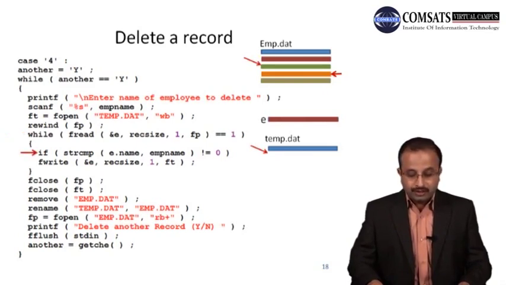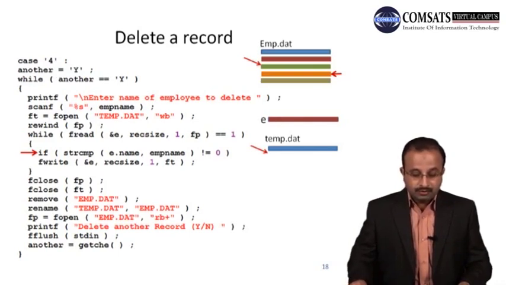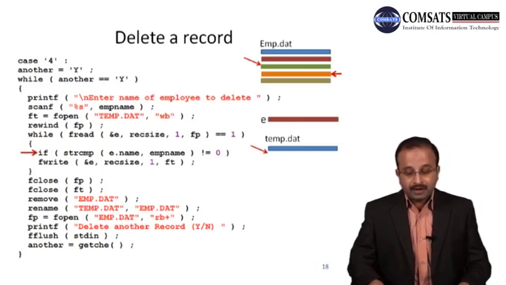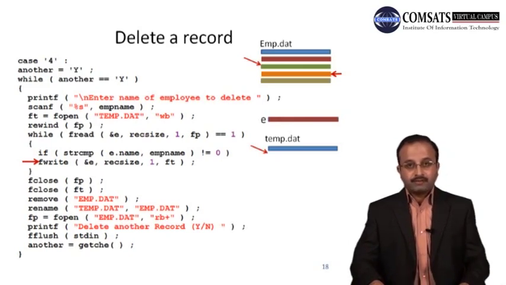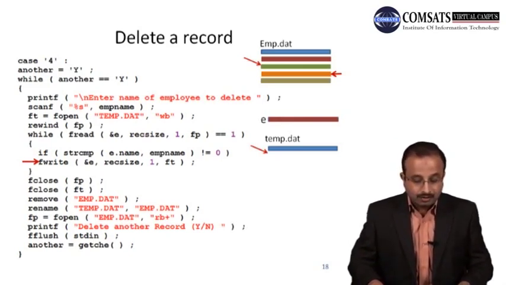In the if condition, you check the name in e.name, that is the name field in the structure E. Is it the same as emp name, which the user input? If it is not, then write that record using the fwrite statement in the temporary temp.dat file. So if let's say that name is not equal to the emp name, fwrite will be executed and it will write whatever is in e at temp.dat. So here the record will be written and the file pointer will point to the end of the file.